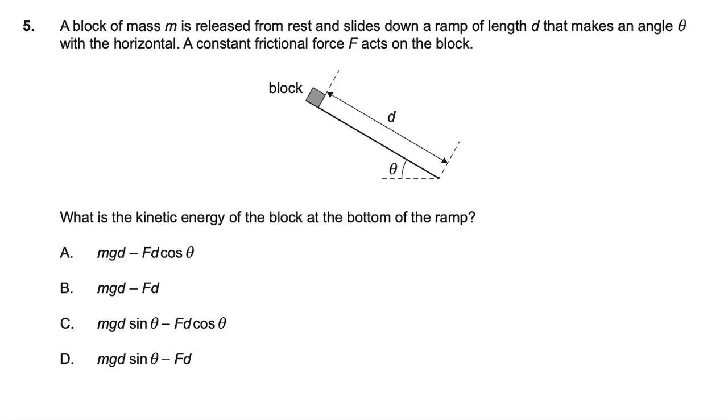Okay, here we go. We've got a question here about a block of mass m released from rest and sliding down a ramp. We have a frictional force, so we're not going to ignore that. Let's have a look at what the kinetic energy of the block at the bottom of the ramp is. Feel free to have a go, and when you're ready to see the answer, press play.